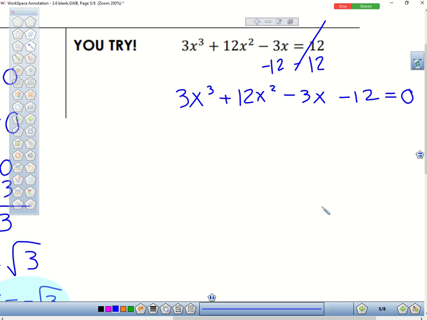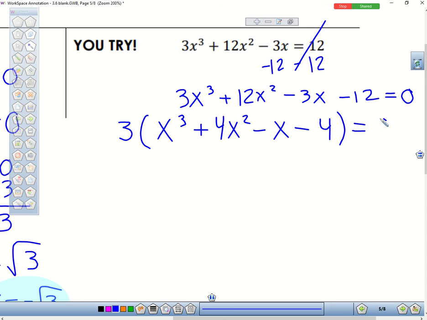Now my next thing is to find the GCF. What's my GCF here? 3, so I can factor out a 3. That leaves me with x to the third plus 4x squared minus x minus 4. All I did was divide everything by a 3. I just factored out the 3. I double checked my work to ensure I did that correctly, because anybody can make mistakes.